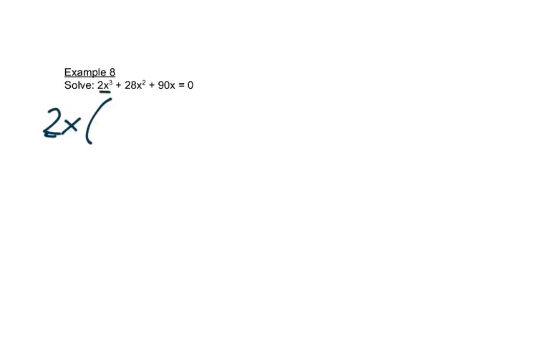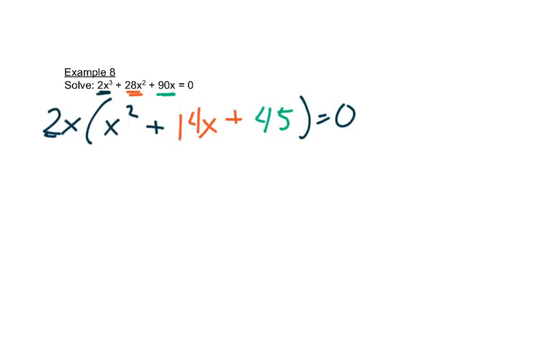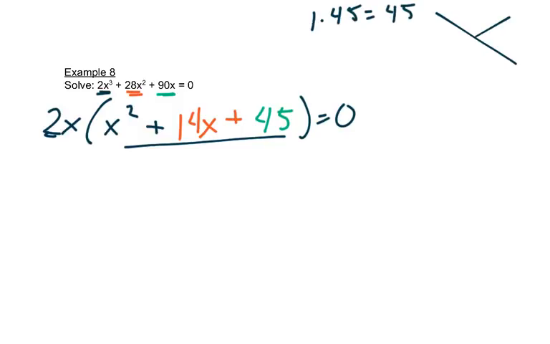Now if I take a 2x out of here, I'm just left with an x squared. If I take a 2x out of here, I'm left with a 14x. And if I take a 2x out of here, I'm left with 45. So now I need to factor this part. It's a trinomial. Now there's not any greatest common factor, so I have 1 times 45 is 45. I need 2 numbers that multiply to get 45 and add to get 14.